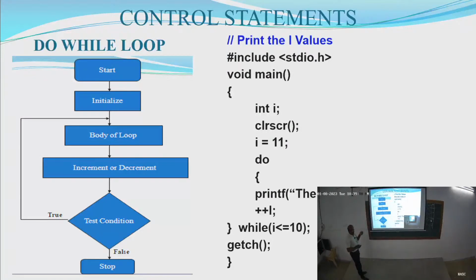The do while loop is the exit checking loop. The while loop and the remaining loops are called entry checking loops. The do while loop is called the exit checking loop. Why? Because the condition will be checked at last.